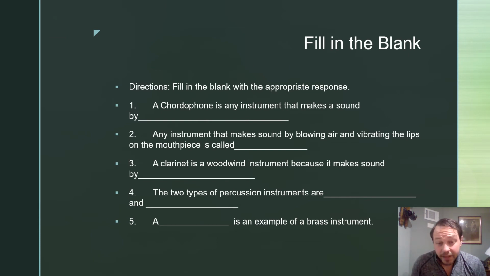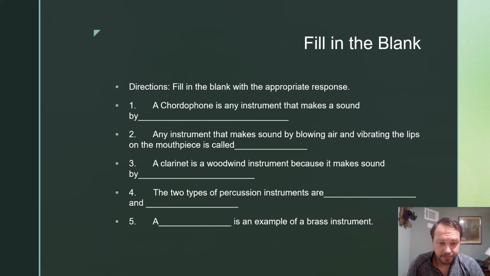percussion instruments. To make this question correct, there are really 2 different correct answers. You could say the 2 types of percussion instruments are membranophones and idiophones. That's a correct answer. Or you could say the 2 types of percussion instruments are pitched and non-pitched percussion. Okay, either of those answers would be acceptable to a question like that.